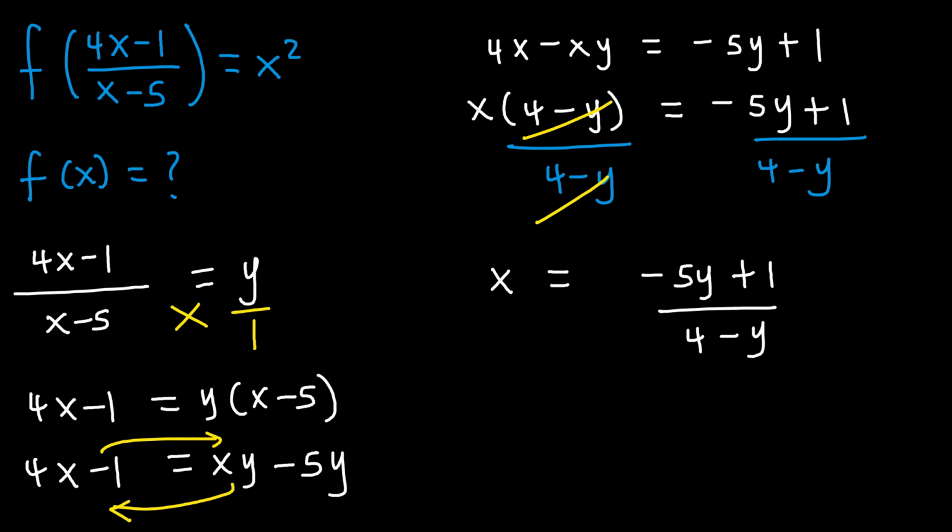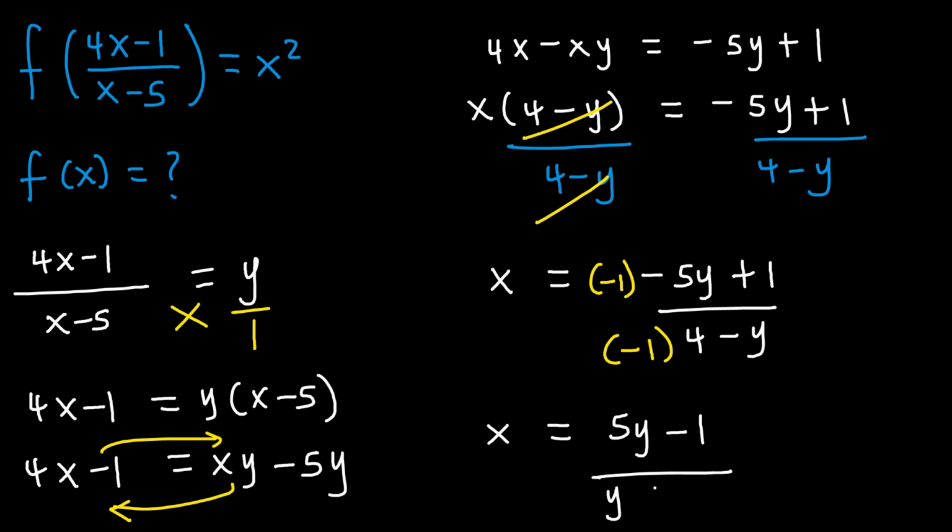This will cancel with that, and so we shall have x equaling (-5y + 1)/(4 - y). And at this point we can multiply this by negative 1 and also multiply the denominator by negative 1. So we shall get x equaling, now negative 5y times negative 1 will give us positive 5y, then minus 1, divided by, now negative y will become positive y, and then positive 4 will become negative 4.